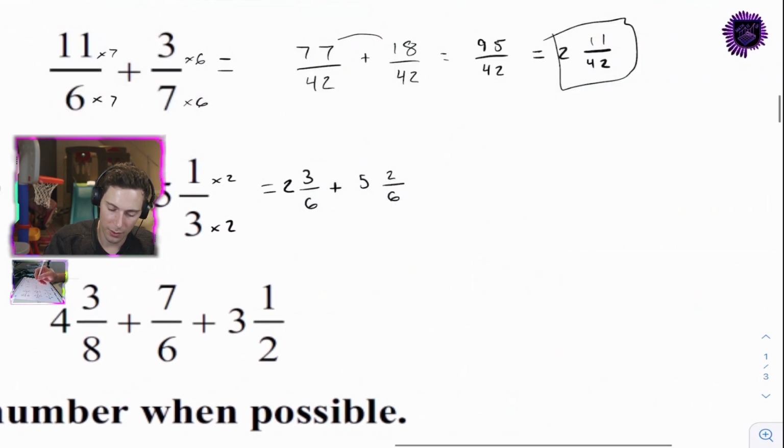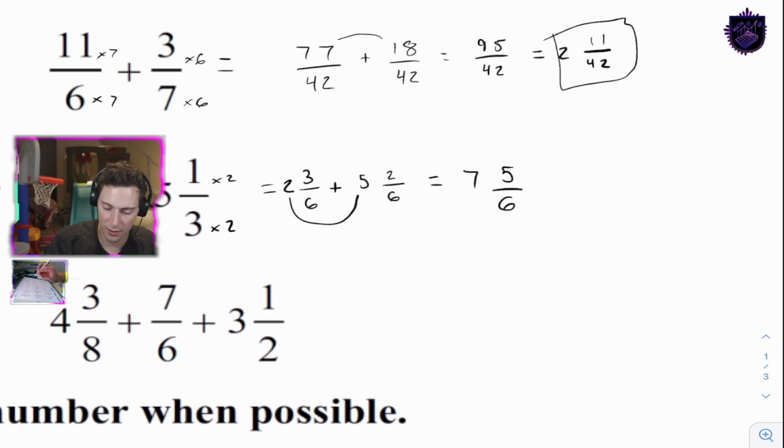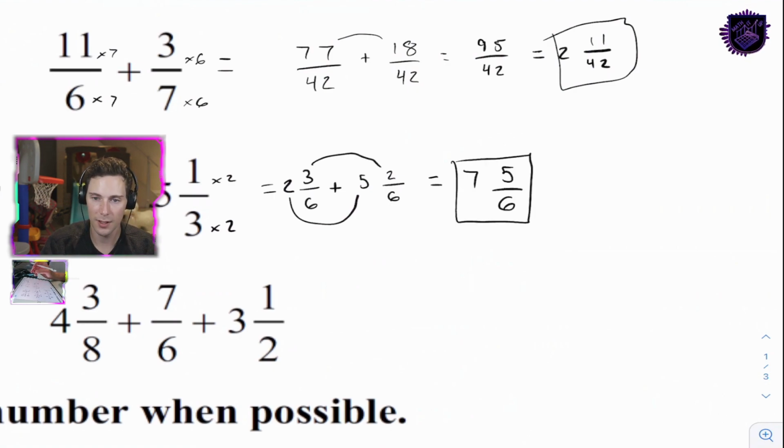And then we're going to add those together. So 2 plus 5 is going to be 5. Sorry, 2 plus 5 is going to be 7. And then 3 plus 2 is 5. 7 and 5/6. And we do not need to simplify there. This is our answer. That's it.